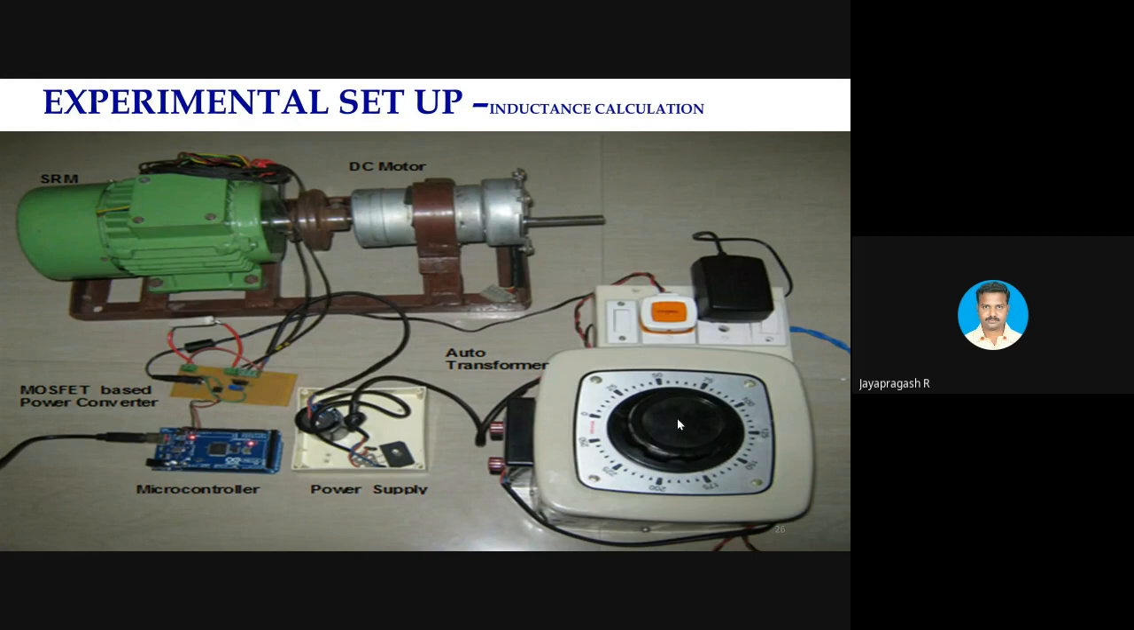As far as SRM is concerned, the aligned inductance and unaligned inductance are very important. The aligned and unaligned inductance which we got from the Magnet software are validated by means of this experimental setup. This is the machine which I already developed for my research work. Look at this machine. Actually, it is a 1 horsepower machine.